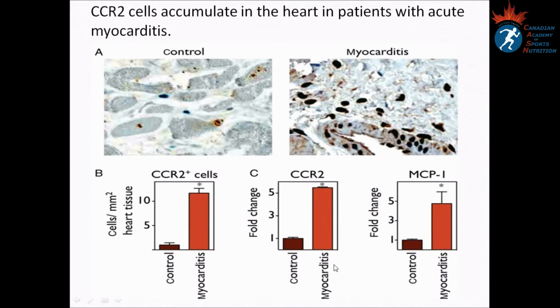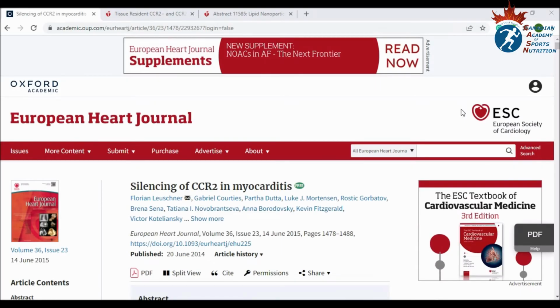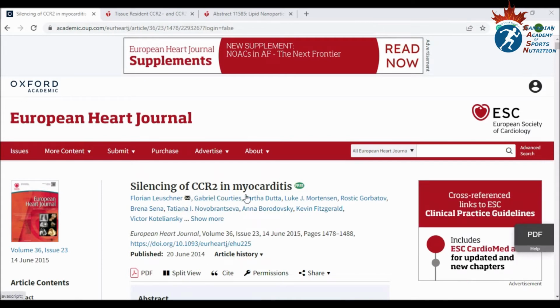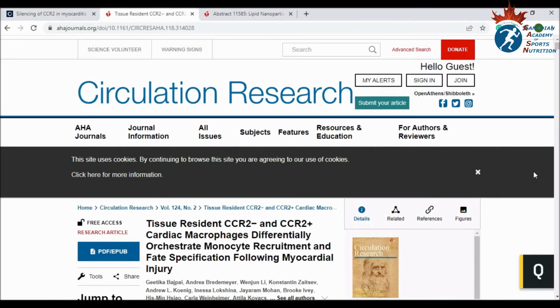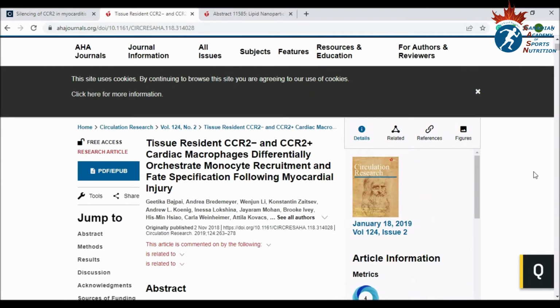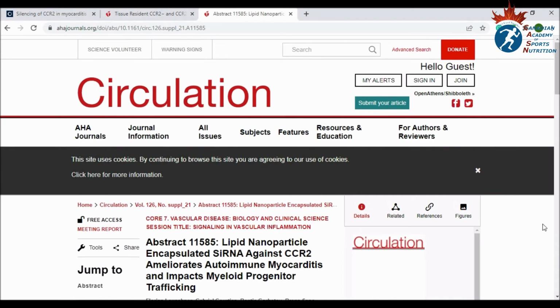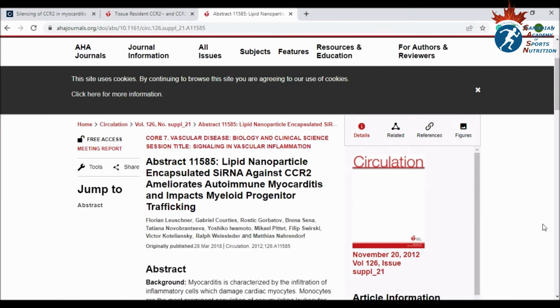Let me show you a few published articles that discuss how silencing CCR2 can help with myocarditis. This article has been published in the European Heart Journal a very long time ago in 2015, Silencing of CCR2 in Myocarditis. Basically, this article discusses how silencing CCR2 has a therapeutic value in the treatment of myocarditis. The second article has been published in Circulation Research in 2018. In this article, they discuss the importance of CCR2 in myocardial injury. And article number three, which has been published in Circulation in 2018. In this article, they discuss how siRNA, which stands for small interfering RNA, can improve autoimmune myocarditis.